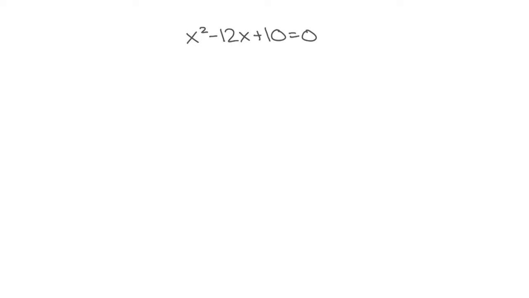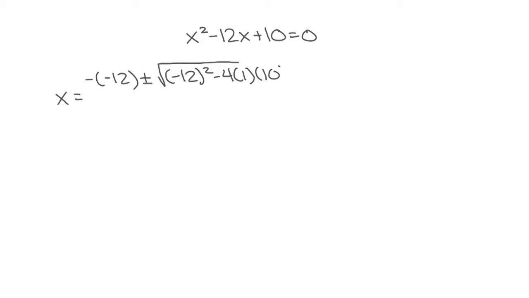Since we can't factor the trinomial, we'll use the quadratic formula to solve. In this case, a is 1, b is negative 12, and c is 10. So we have x is equal to negative of negative 12 plus or minus the square root of negative 12 squared minus 4 times 1 times 10, all divided by 2 times 1.